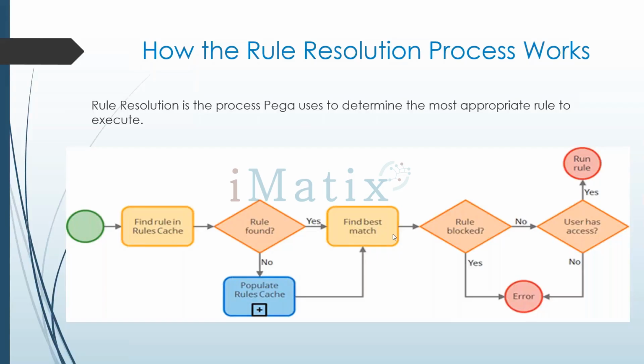Let's take the positive scenario. It's not blocked. Then finally it checks whether the user has access to it or not, whether the user has any privilege to access that particular rule or not. If yes, then finally that one rule is picked. It starts with finding the rules in the rules cache. It's picked.